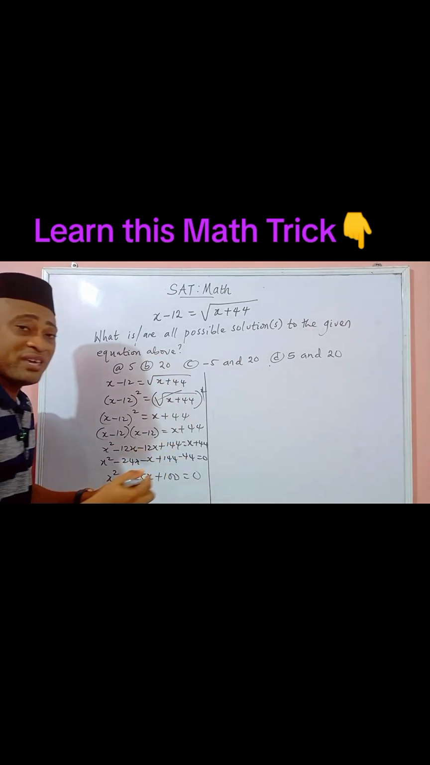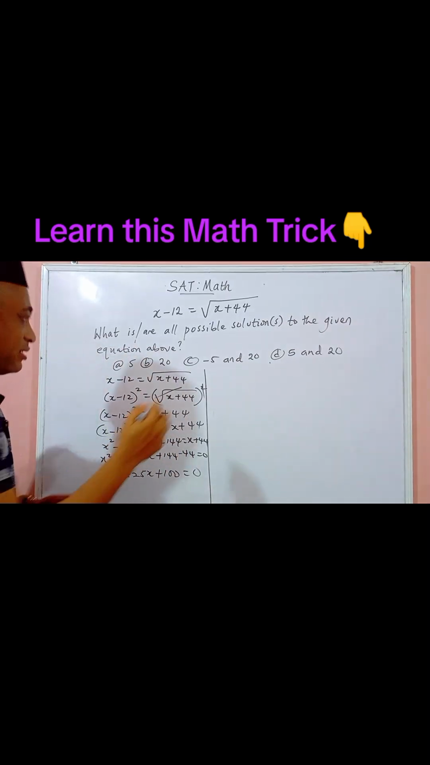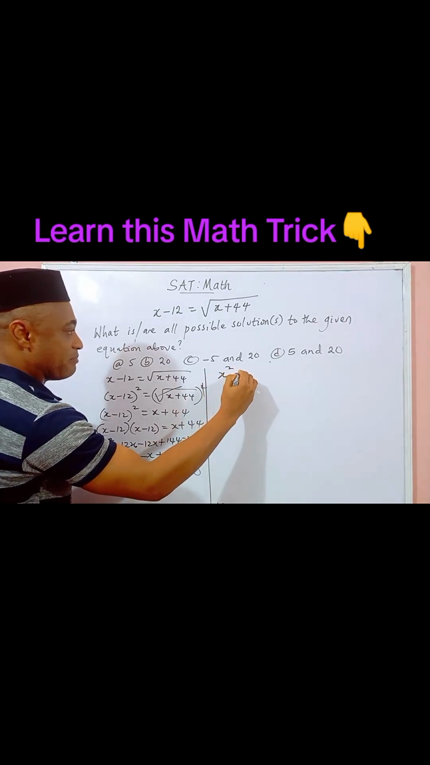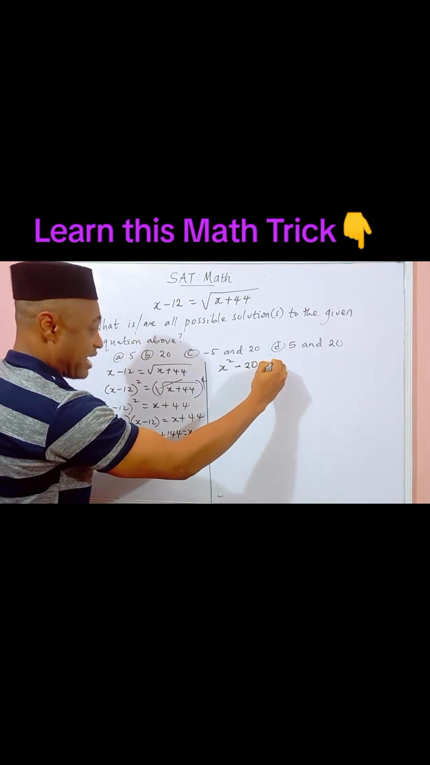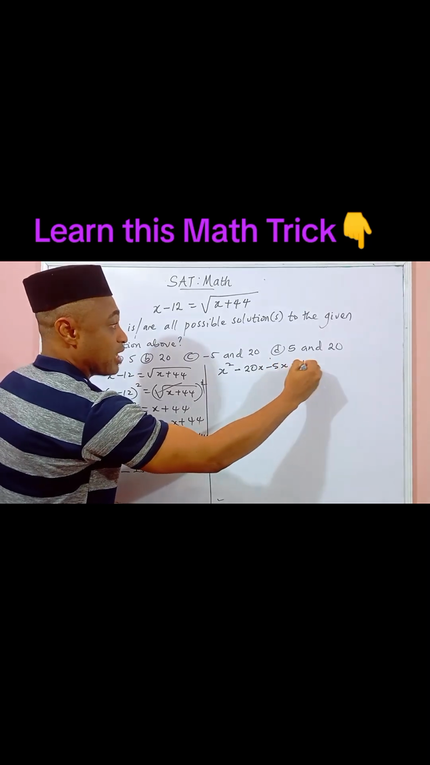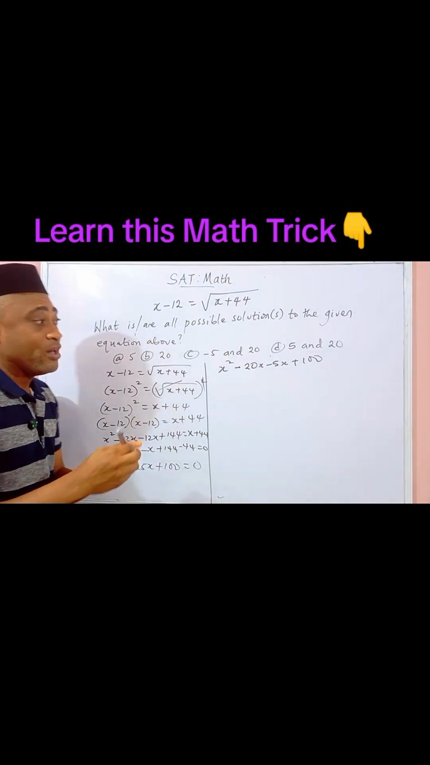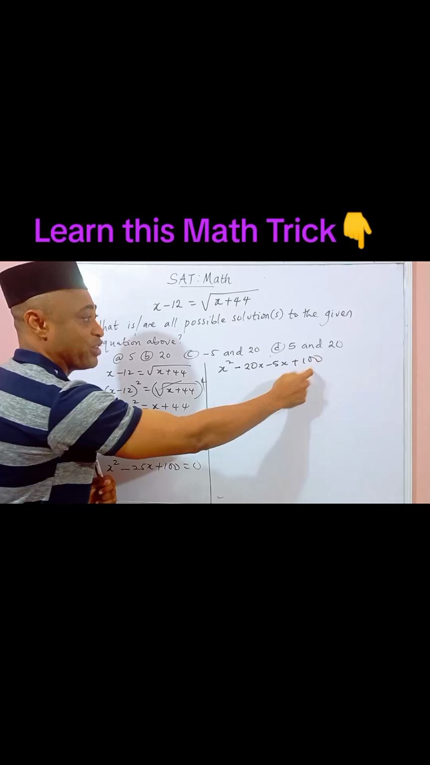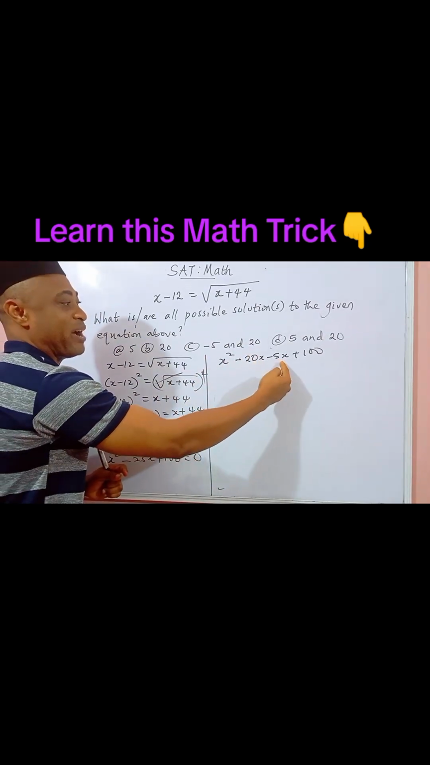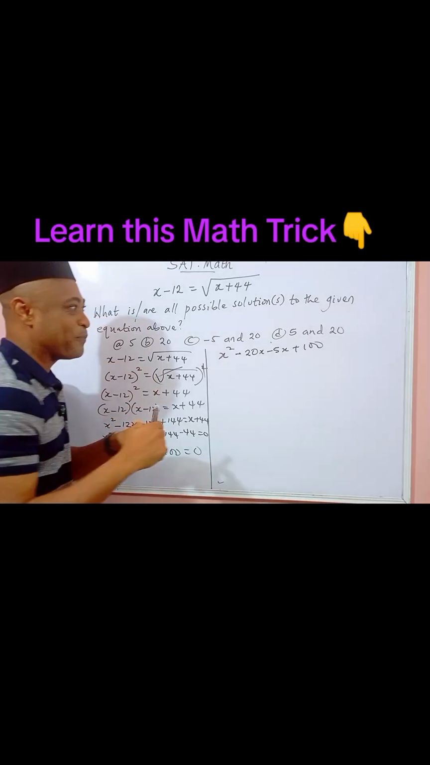And what numbers would that be? Certainly is going to be what? I have x squared minus 20x minus 5x plus 100. So the numbers are minus 20 and minus 5. Of course, minus 20 times minus 5 will give me plus 100. Minus 20 minus 5 will give me minus 25. I hope you got that.